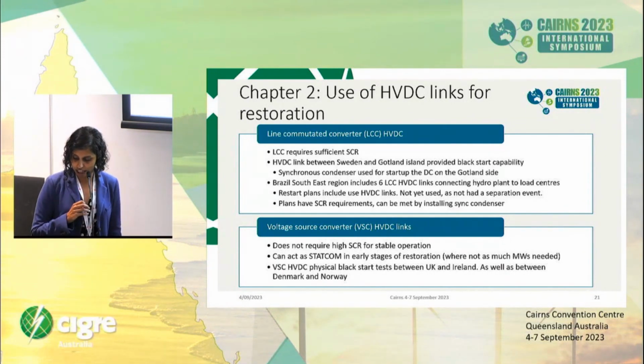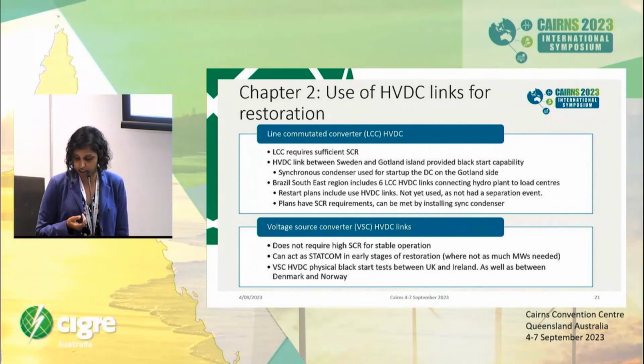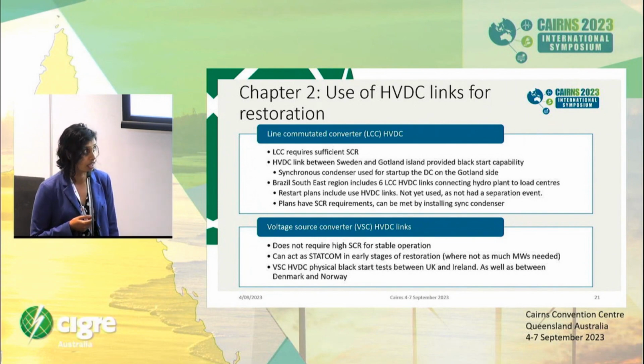Voltage source converter HVDC links do not require a high SCR for stable operation, so they can probably be used in earlier stages of restoration, primarily to act like a STATCOM, providing reactive power support where not as many megawatts are needed. They can also connect an operational part of the region with a blacked out part of the region, or synchronize restored islands together. And there have been physical, controlled tests using VSC HVDC links between the UK and Ireland, as well as Denmark and Norway.